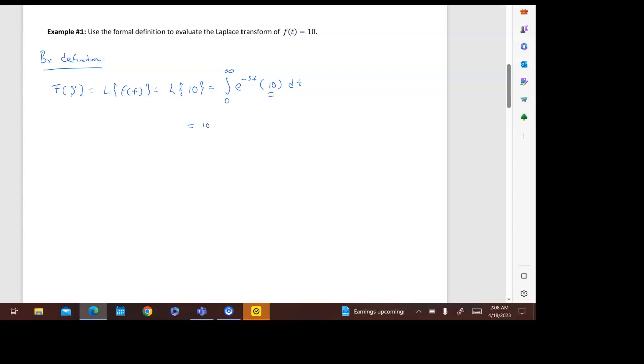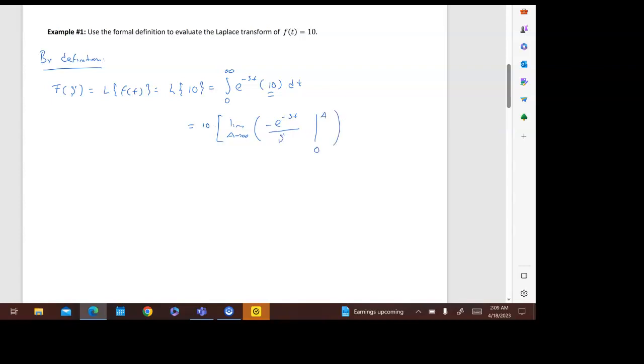which is going to translate to, and let me just take the actual 10 out. This is going to be 10 times, and translating the actual integral, I'm just going to rewrite it as the limit as a approaches infinity of, and let me integrate the function. So in this case, we're going to get a negative e to the negative st over technically s, and we're going to evaluate this from 0 to a.